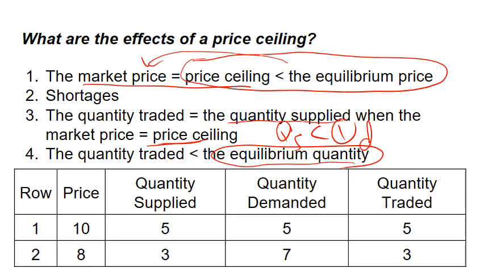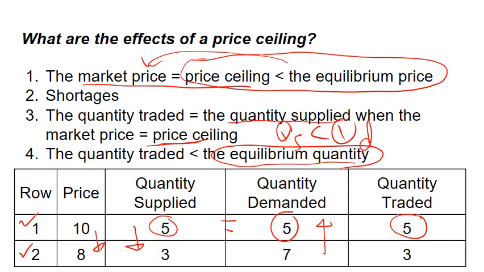Let's do a little example. Here in row 1 of this table, we've got the equilibrium price. At price 10, quantity supplied is 5, and that equals the quantity demanded. Since every buyer and seller can do what they want, the quantity traded will equal both of those numbers. Row 2 shows what happens if we set a price ceiling of $8. Well, when the price goes down from 10 to 8, the quantity supplied goes down as well from 5 to 3, but the quantity demanded will rise from 5 to 7.